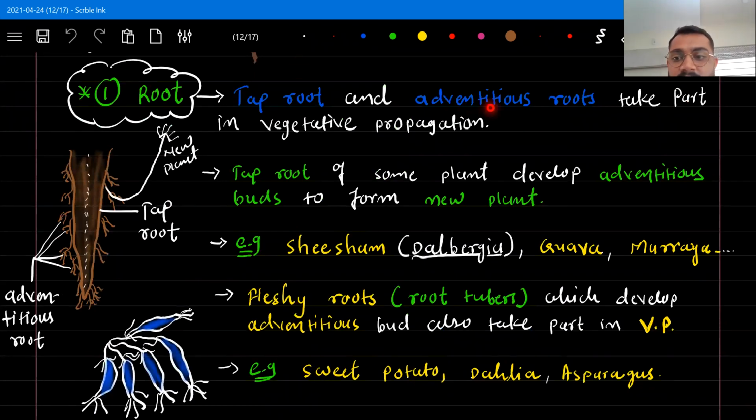Now let's move forward and take a look at the root. The taproot and the adventitious roots take part in vegetative propagation. So this is the taproot. On that taproot you can see the adventitious root. This adventitious root will grow upward from the soil, and from there it will develop the new plant. The taproot of some plants develops the adventitious bud, and this adventitious bud then gives rise to a new plant. For example, sesame, guava, and moringa.